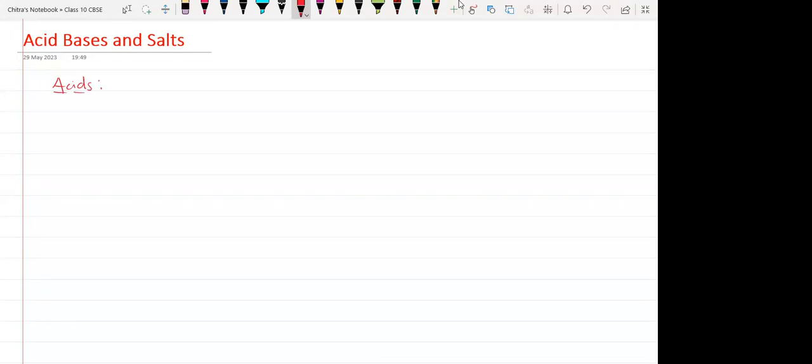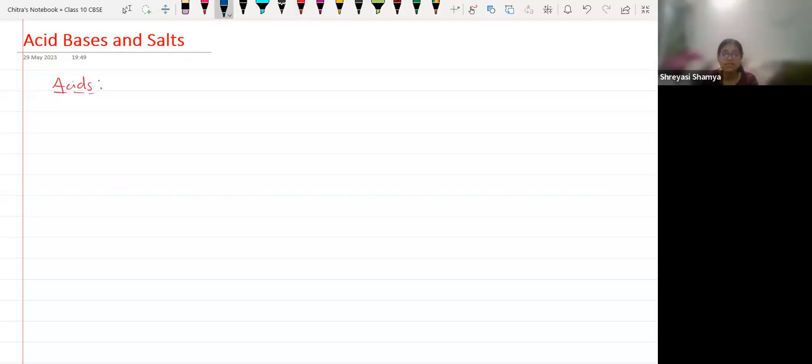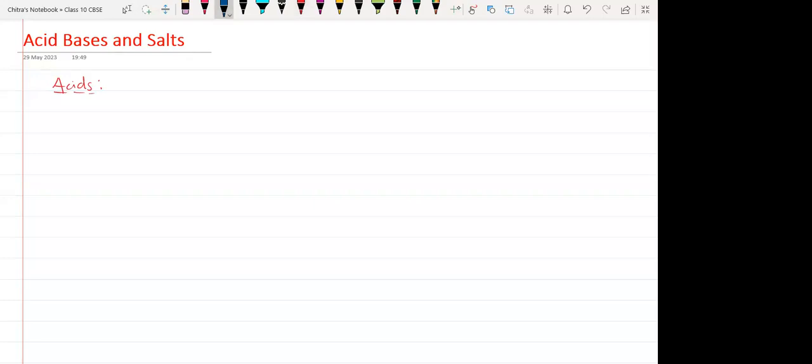Have you tasted lemon juice? How does it taste? Sour, right? So substances which are sour to taste are called acids.